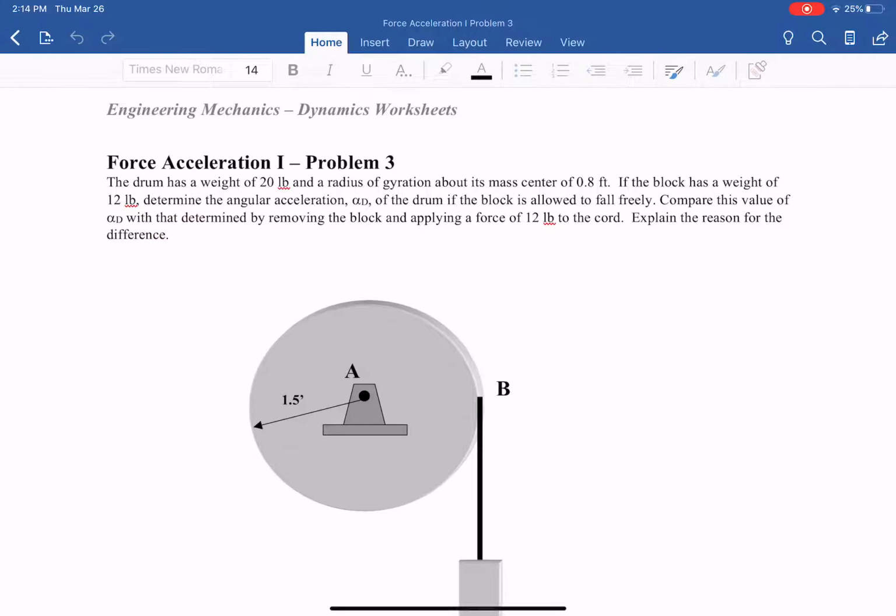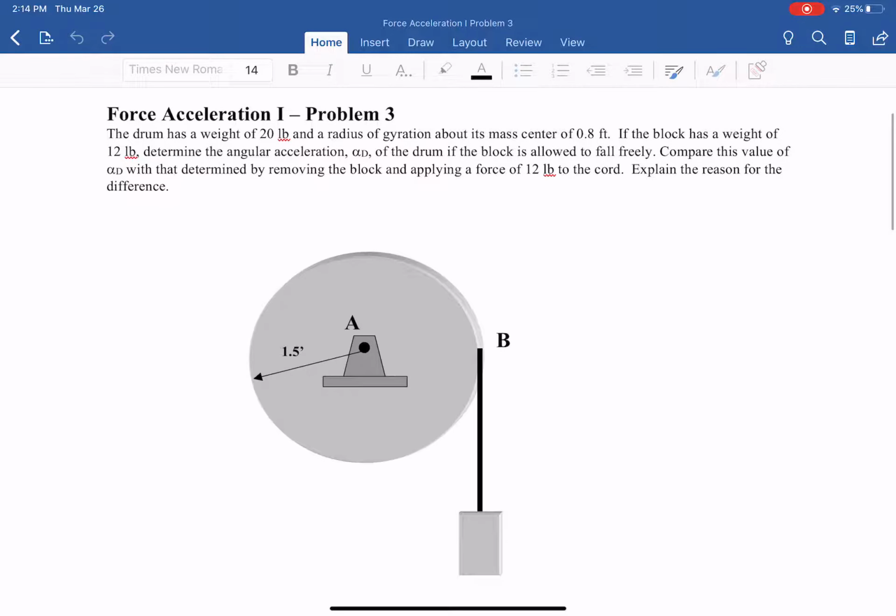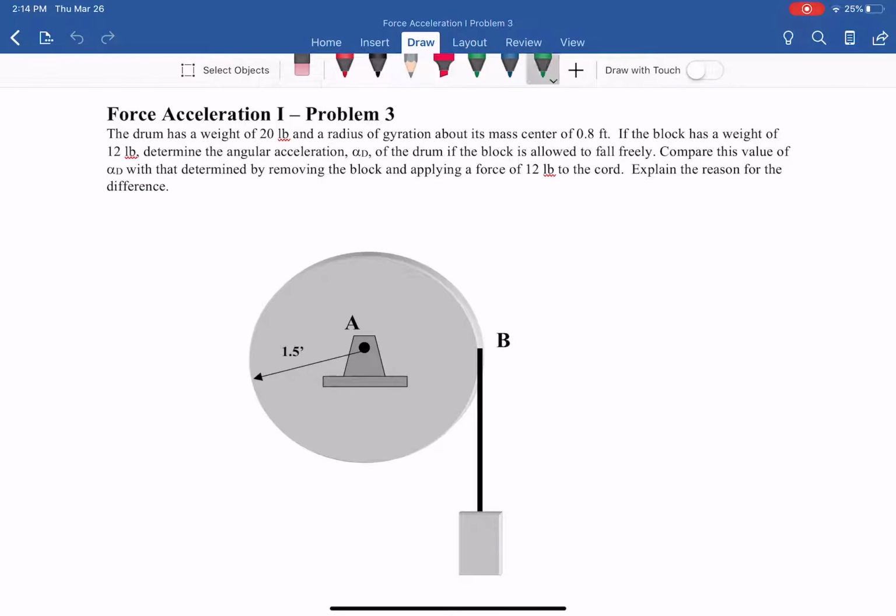You see problem 3, force acceleration 1. The drum has a weight of 20 pounds and the radius of gyration about the center of mass is 0.8 feet. So that basically we have kG equal to 0.8 feet. And then if the block has a weight of 12 pounds, the question is determine the angular acceleration alpha D of the drum if the block is allowed to fall freely.